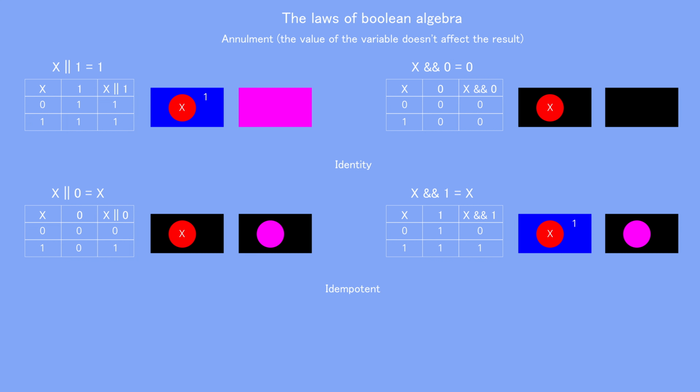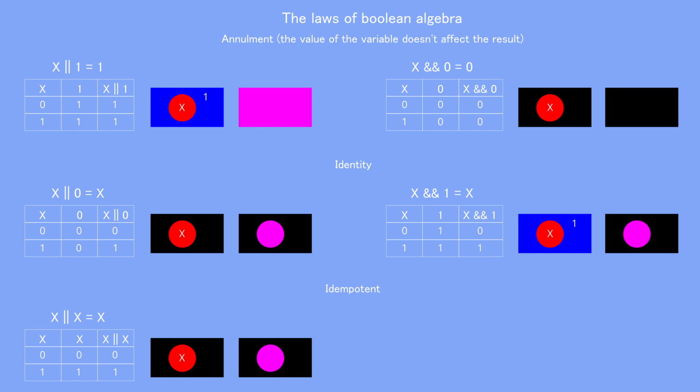Idempotent laws. The first law: x or x equals x. False or false equals false. True or true equals true. The second law: x and x equals x. False and false equals false. True and true equals true.